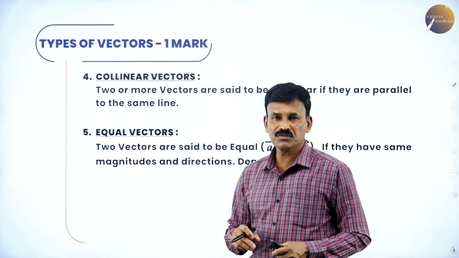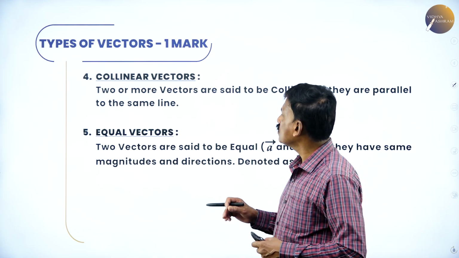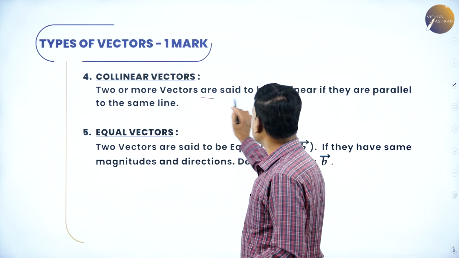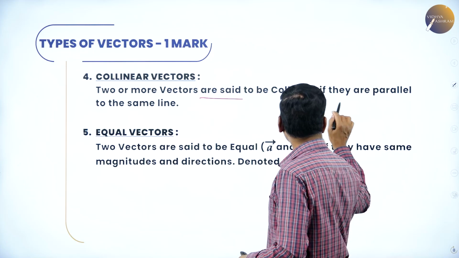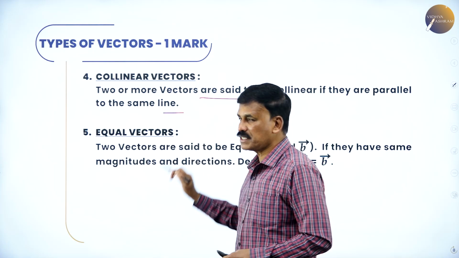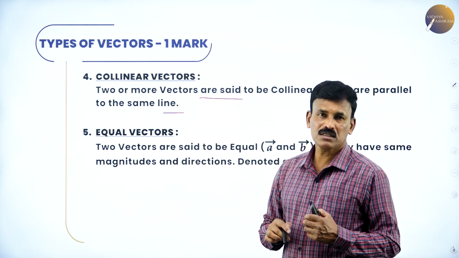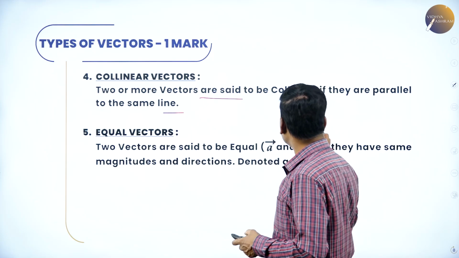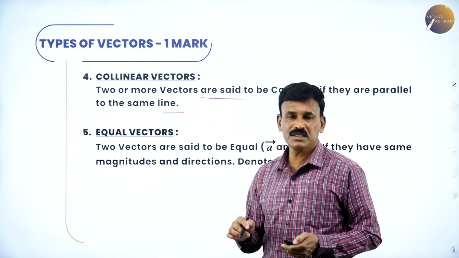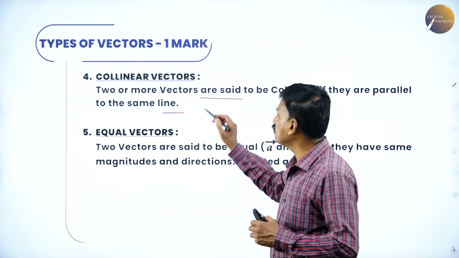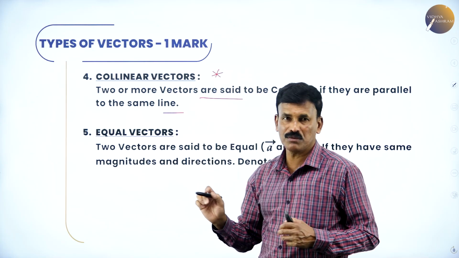Now, move on to the next one, collinear vectors. Two or more vectors are said to be collinear if they are parallel to the same line. If two or more vectors are parallel to the same line, then they are called collinear vectors. Very important definition, you may expect this for 1 mark.